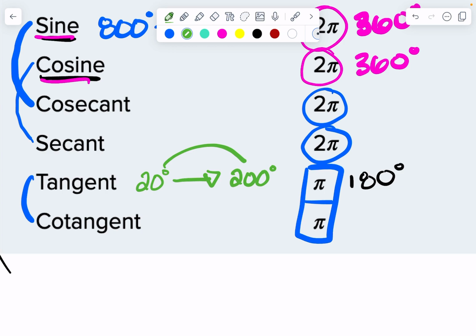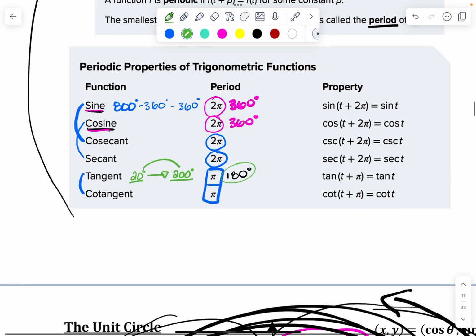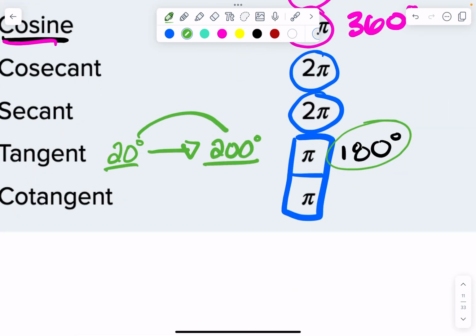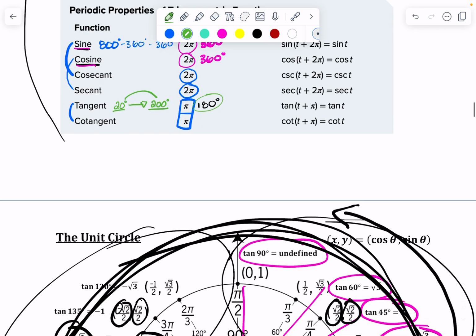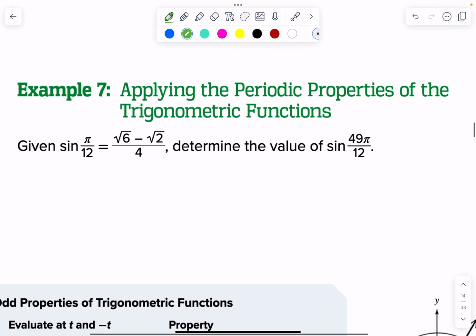So in that sense, you can almost just subtract 180 each time to try to figure out what. That doesn't mean that they're coterminal angles. Like 20 and 200 are not coterminal angles because they are not at the same spot on the unit circle. It's just that their tangent values will be exactly the same, okay? So there's that. All right, let's move on and let's talk about example 7.